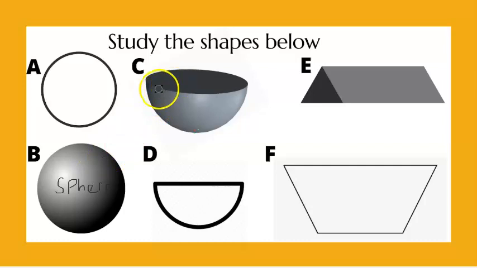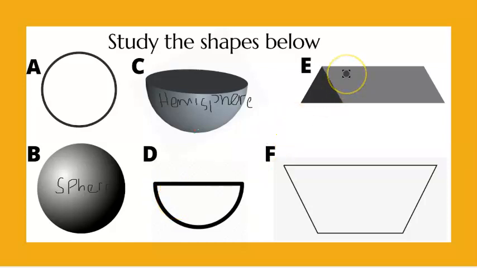Okay, now we also have half of a sphere. The half of a sphere is what we call the hemisphere. H-E-M-I and now sphere. Hemisphere. Okay, and I also have the half of a circle. So this is called a semicircle.